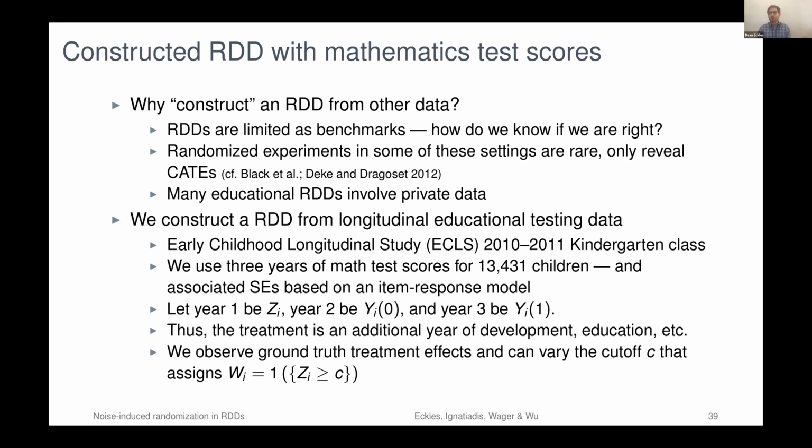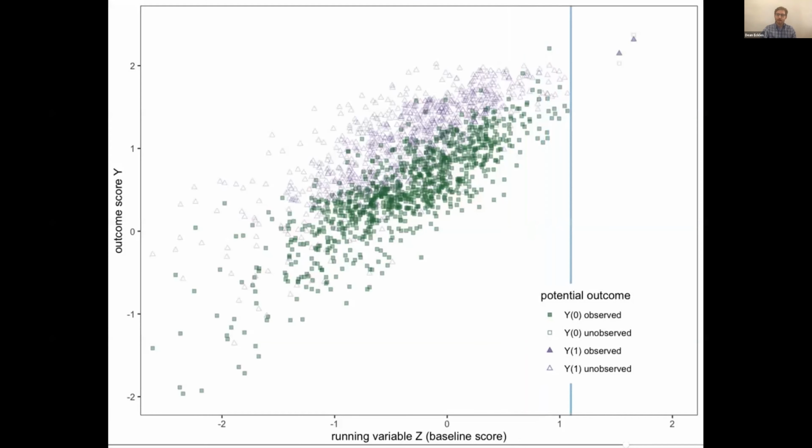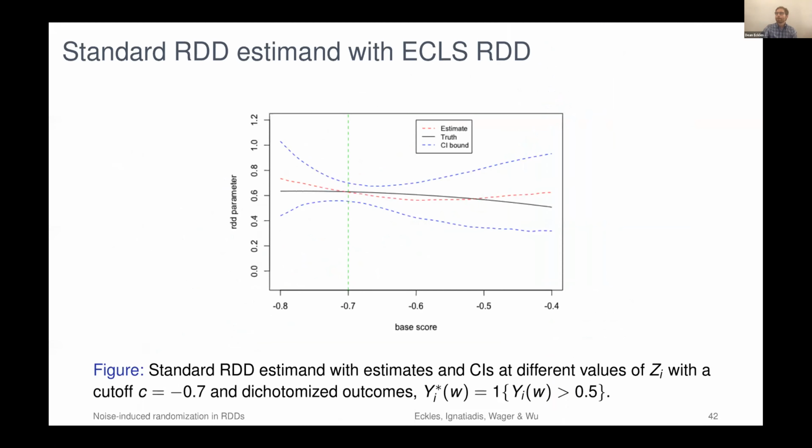We observe the ground truth treatment effects for every single unit, and so we can vary the cutoff that actually assigns people to treatment, right? And so we can actually control which outcomes we want to reveal, right? So as we change the running variable, we're able to change which outcomes are revealed.